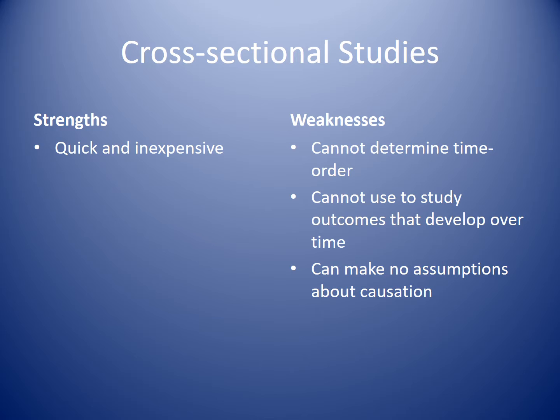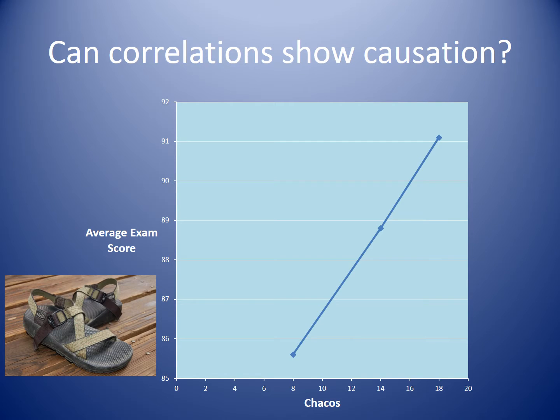Therefore, you can't use this design to study outcomes that develop over time. For instance, mortality. You can't study mortality in a cross-sectional manner, and you can make no assumptions about the cause of any variables or any outcomes. That's very important. Here's just an example of that concept. We cannot say that just because two variables are related to each other, that one causes another.